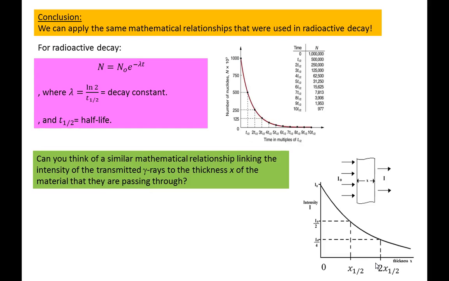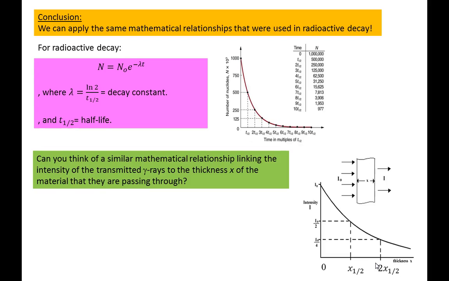Sorry? Log 2 over thickness, yes. Alright. So the student mentioned that instead of lambda being log 2 over half-life, now we have another constant, which is log 2 over the half-value thickness. So we replace the half-life with the half-value thickness. And of course the constant will be a constant relating to this attenuation thing.